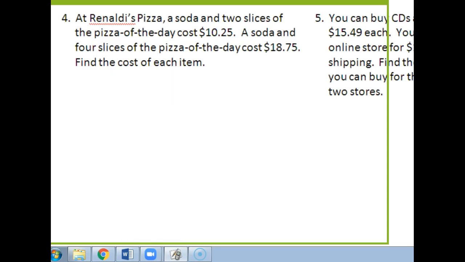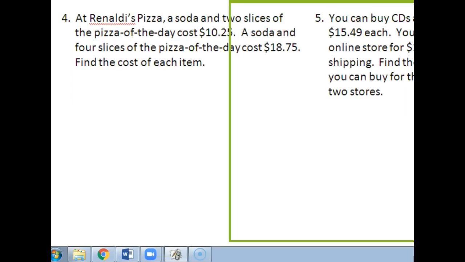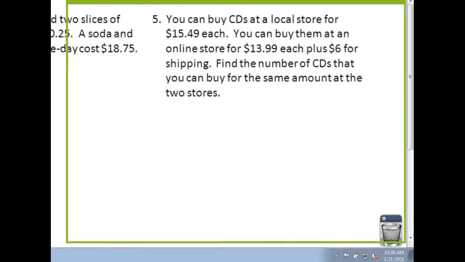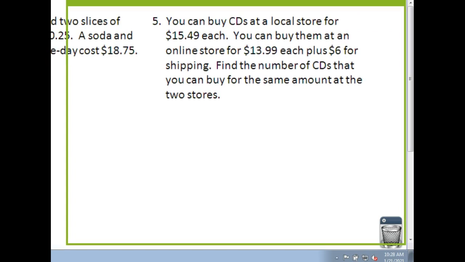One more word problem. Back in the day, probably pre all of your days, we used to actually go to stores. You can buy CDs at the local store for $15.49 each. You can buy them online for $13.99. However, pre-Amazon Prime days, if you bought something online, it costs money to ship it. So for one order of CDs, it costs $6. $6 is a flat shipping rate.